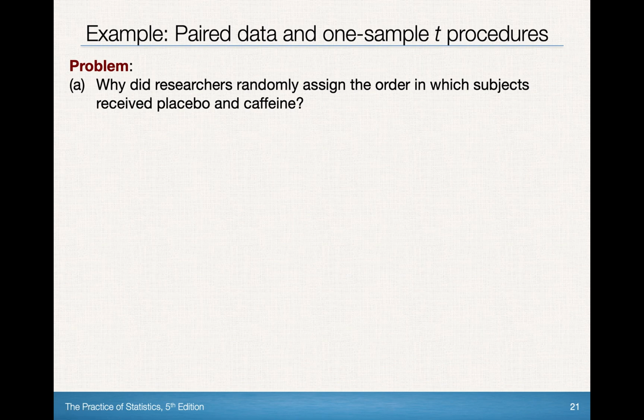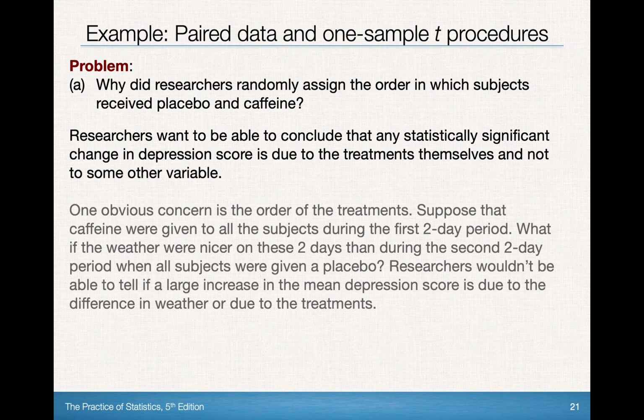First question is, why did we randomly assign the order in which the subjects received the placebo and the caffeine? Well, it's important to randomize in experiments.